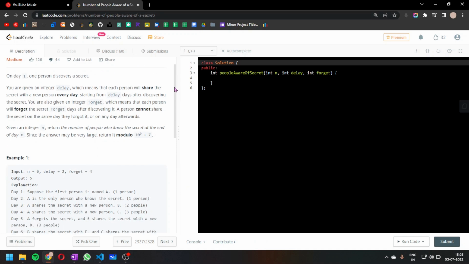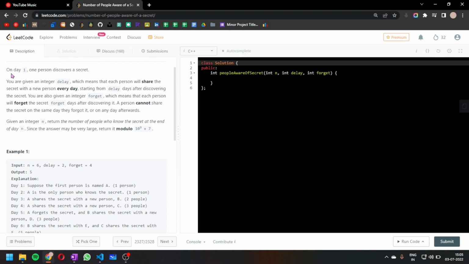In this question we are told that on day one a person discovers a secret. That person will take a delay amount of days, and after that the person will share the secret. Each day, the person is going to share the secret with one other person, only a single person. And the person is going to forget the secret after a forget amount of days.